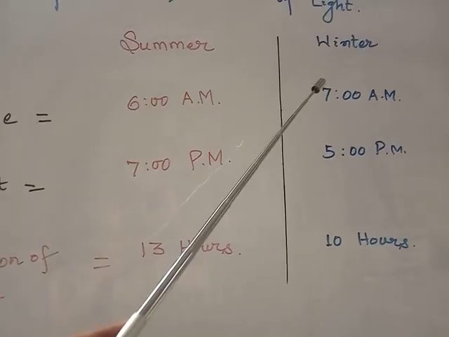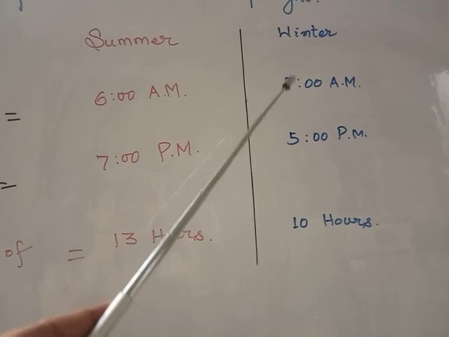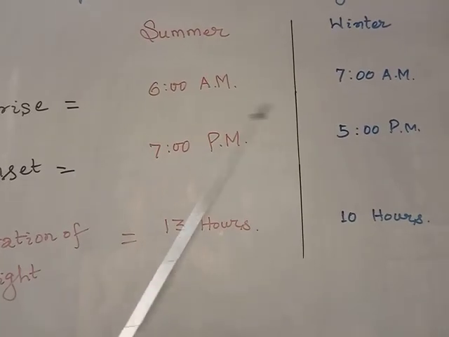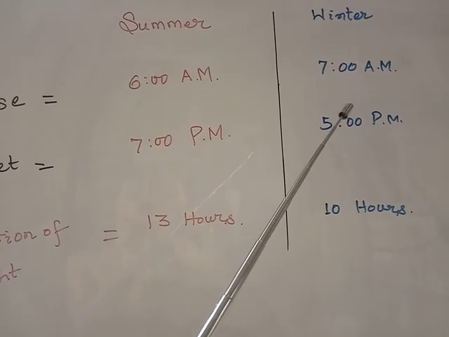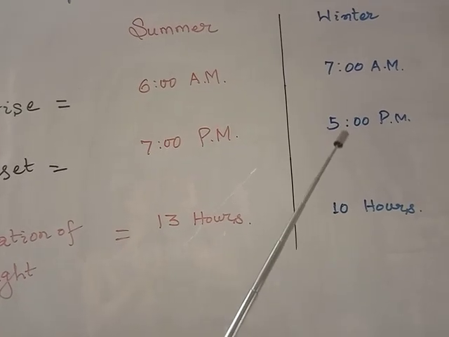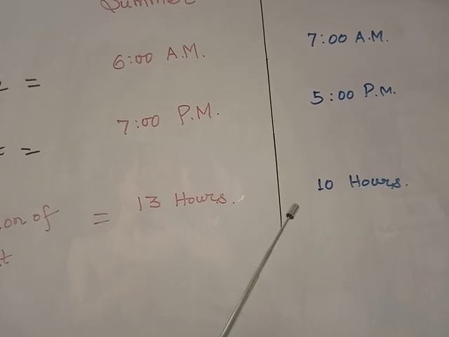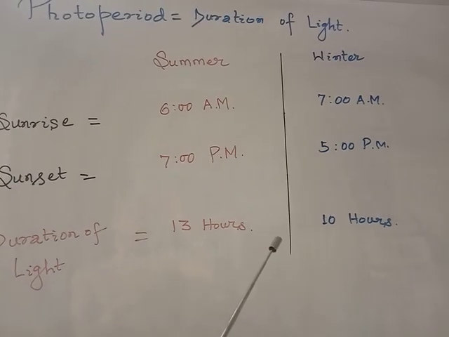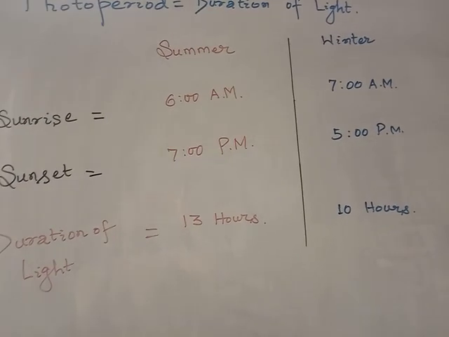Just like that, if we consider the winter season, the sunrise takes place around 7 o'clock in the morning and the sun sets around 5 o'clock in the evening. The duration of sunlight would be around 10 hours for the life forms.